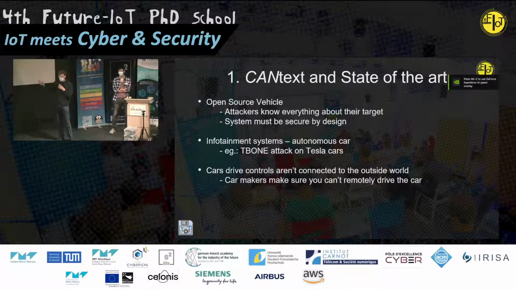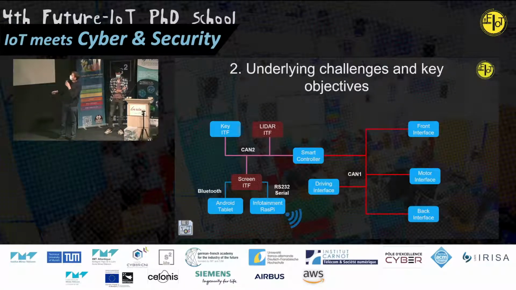We are going to attack via the infotainment system, and this has already been done. This is needed for autonomous cars, and it is a pretty well-known attack. For example, the T-bone attack also attacked via the infotainment system on Tesla cars. Normally, the cars aren't connected to the outside world, so that makes them safe since they're isolated, but with IoT, they are connected to the outside world, which makes it possible to attack. So we are going to start with the underlying challenges and the key objectives.